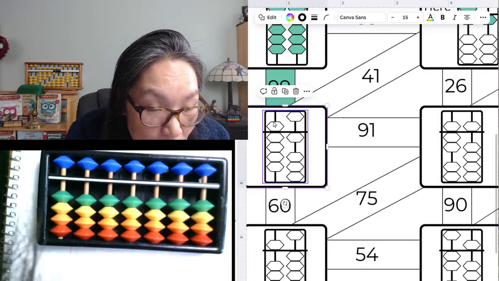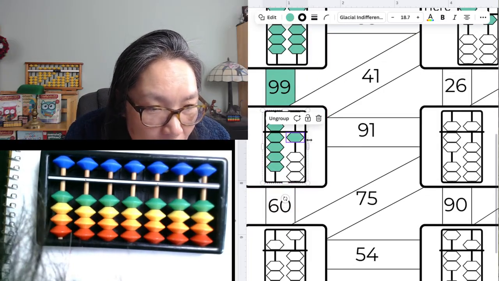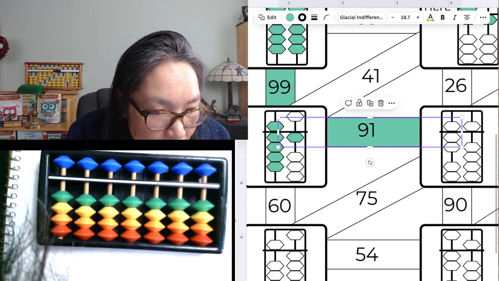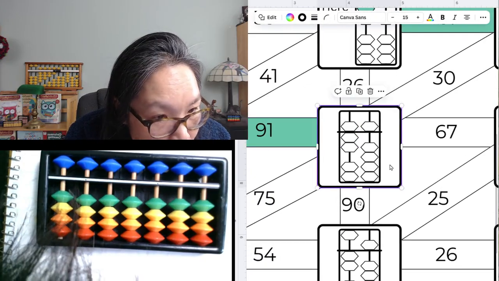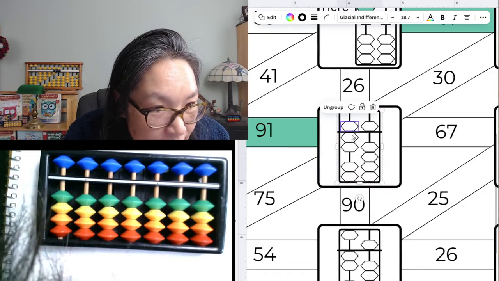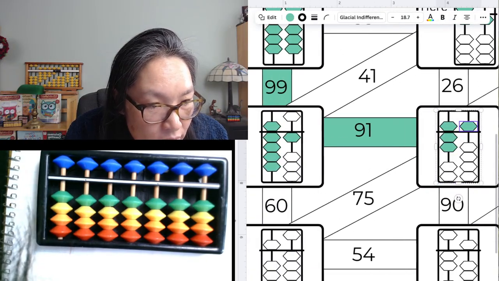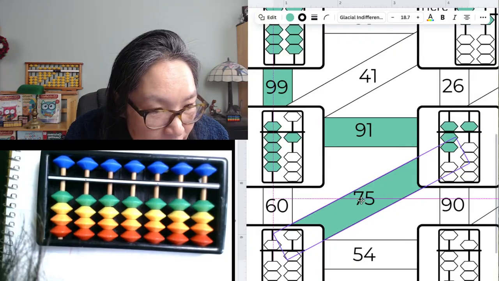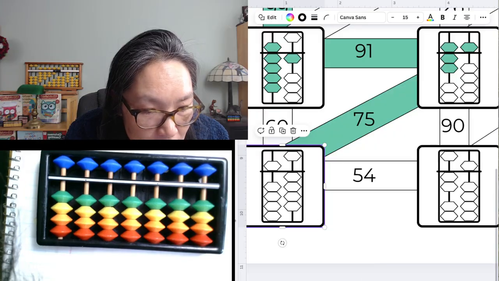99. What's this one? 99. Woo, 91. Oh yeah, 91. Okay, 90. And I try to make sure that the answers are different. Okay, this one. We're here now. Okay, got it. Yep, 75. 70, and then this is 5. And so the other thing was, that's 75. Okay, 75. So now we're here.